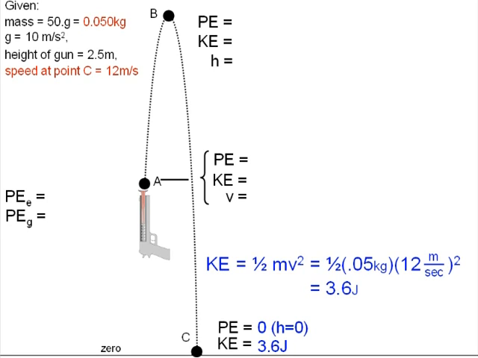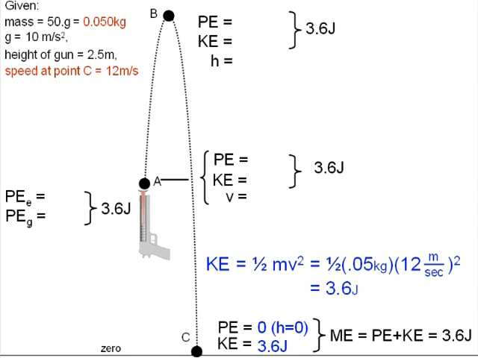Once I know the PE and the KE in one of the locations, I can add them together to find the total energy, which is called the mechanical energy. Mechanical energy is PE plus KE. It's 3.6 joules, and that is the same everywhere along the path. That's what the law of conservation of energy says, that total energy has to stay the same even though it changes forms from one to another.